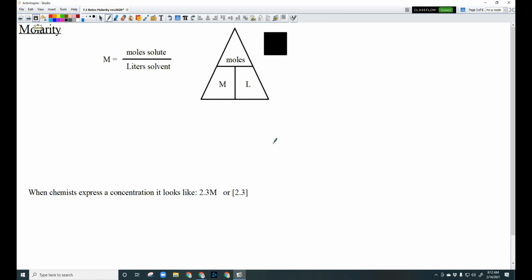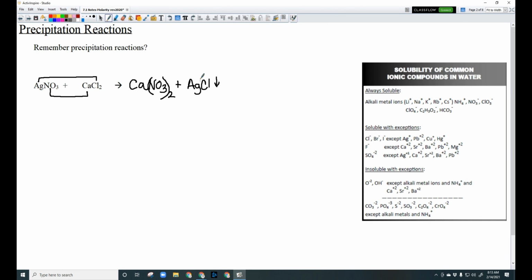Well, molarity is a term that means the number of moles of solute that are dissolved per liter of solution, or how much solute is dissolved in the solvent. It is a numerical value that tells us the concentration of a material that is dissolved in water. So looking back at this, AgCl is not soluble in water, so we would not be able to tell the molarity of the AgCl dissolved because it's a solid.